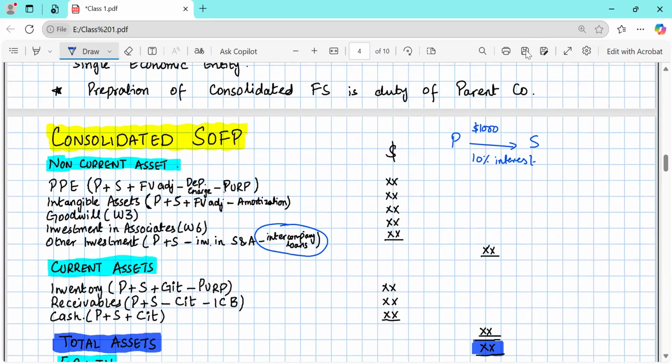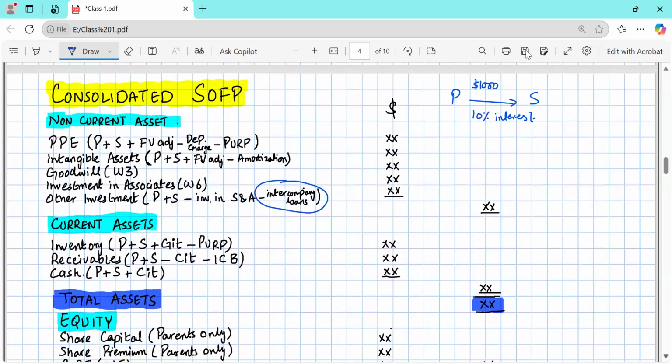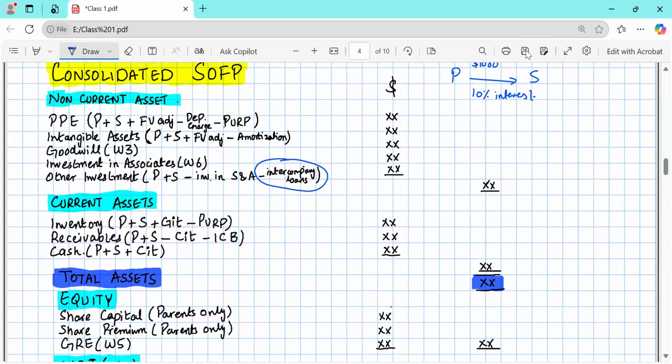Done. Okay. Then comes the current asset section. In current assets, there will be inventory, receivable, and cash. You have to add the parent's inventory with the subsidiary inventory plus GIT. GIT means goods in transit. We are going to talk about that in a few minutes. Then again, the PUP is there, unrealized profit. We are going to talk about that. So I will explain to you in detail.